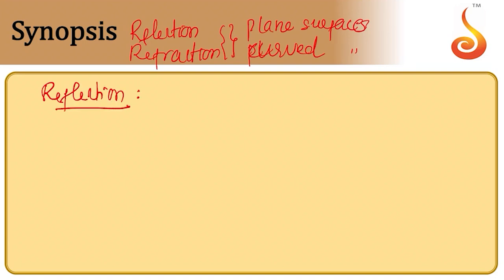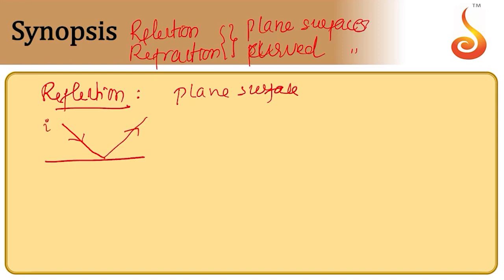Let us consider a plane surface. According to laws of reflection, the incident ray, that is I, and the reflected ray, that is R, and the normal at the surface at the point of incidence all lie in the same plane. This plane is called the plane of incidence, and also known as plane of reflection by the way.